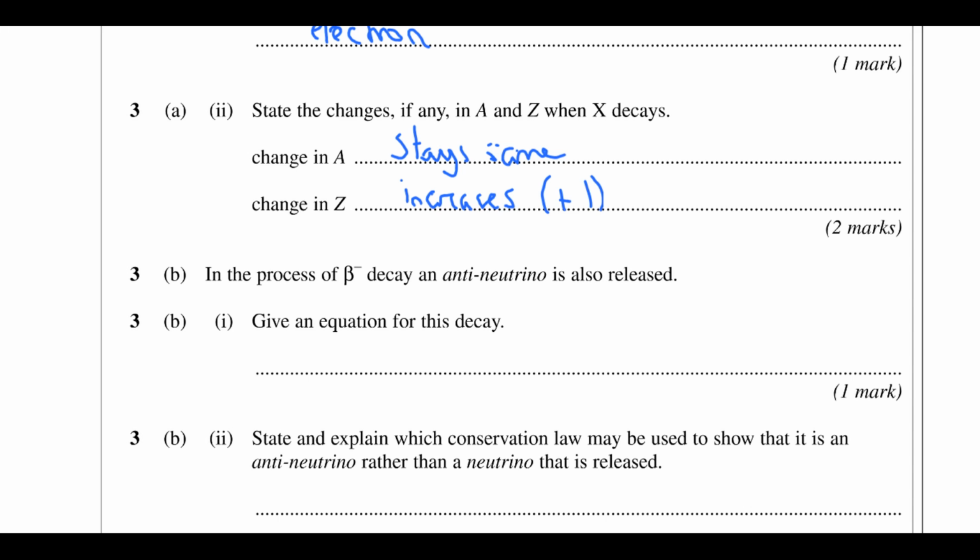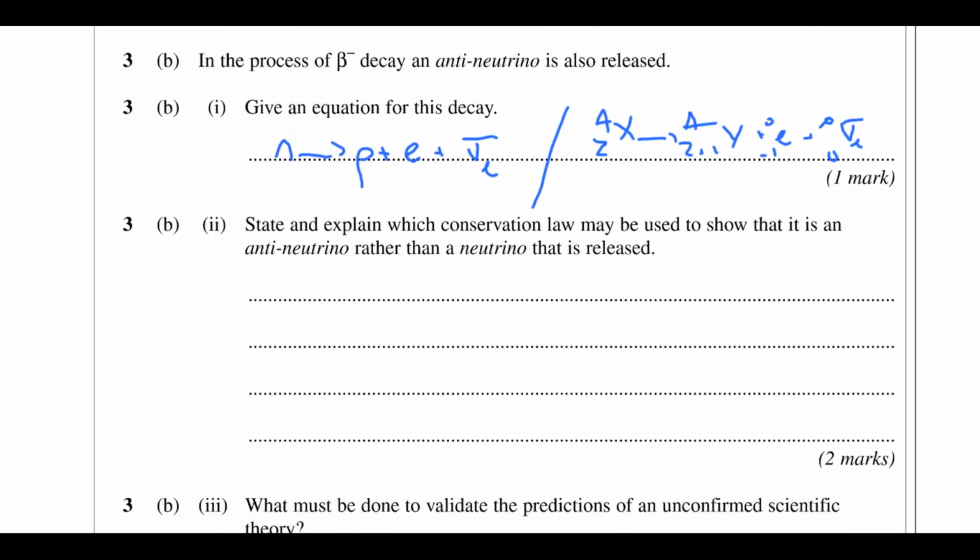So we're going to have a neutron going to a proton plus an electron plus an anti-electron neutrino, or you could have written this as A Z of X goes to A Z+1 of Y plus, again, an electron and an anti-electron neutrino. So either way would have been fine. Those are perfectly valid equations for this decay there.